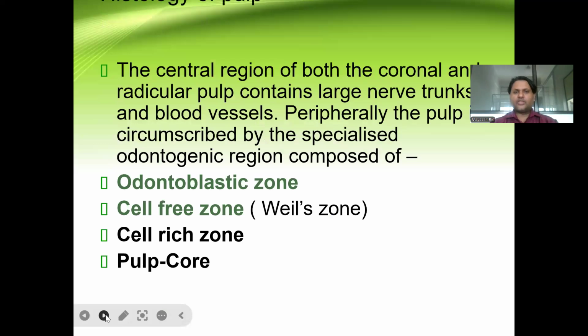If you look at the histology of the pulp, broadly you have different zones which you need to write about. The first zone is the odontoblastic zone. Then you have the cell-free zone, otherwise called the zone of Weil. And then we have the cell-rich zone, and then what we call the pulp zone. The zones of the pulp is asked again as a 5-mark question.